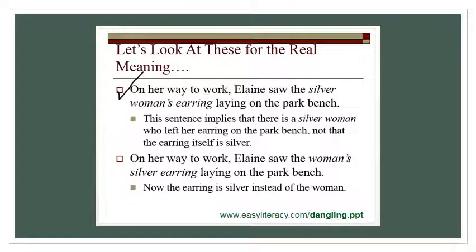Let's do another example. On her way to work, Elaine saw the silver woman's earring laying on the park bench. This sentence implies that there is a silver woman. That can't be right, but if we place the modifier close to the thing it modifies, it makes sense. On her way to work, Elaine saw the woman's silver earring laying on the park bench. Now the earring is silver instead of the woman.